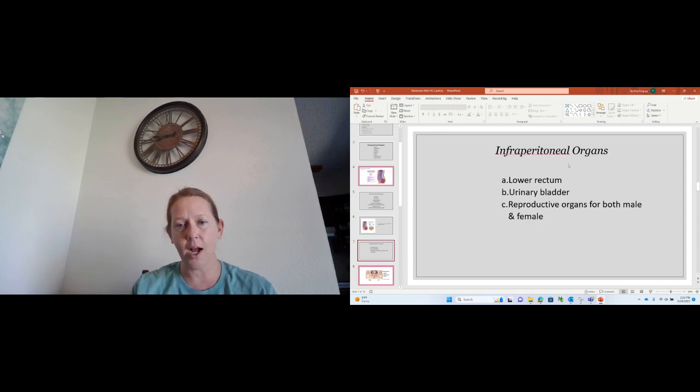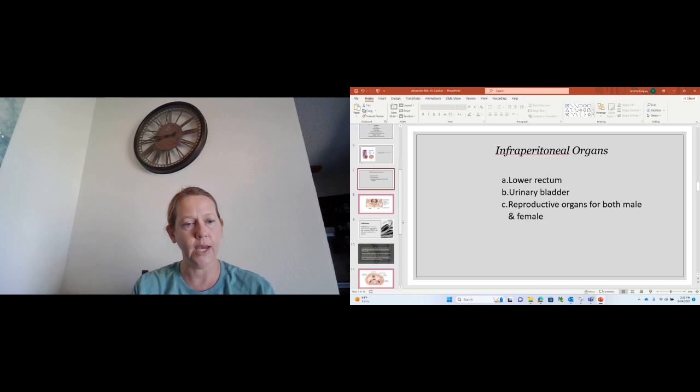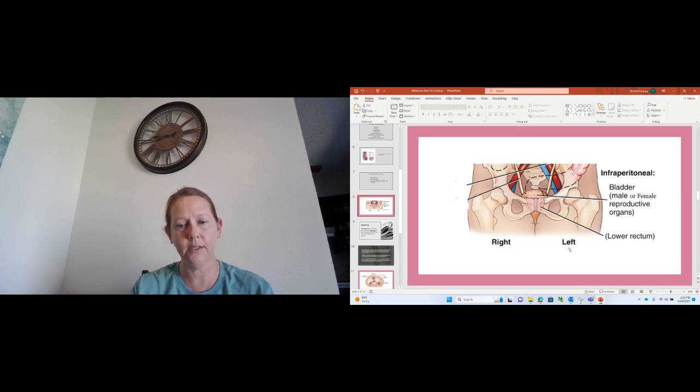So the infra with an F, infraperitoneal organs is the lower rectum, the urinary bladder, and both the female and male reproductive organs. And this is best seen right here. The bladder is within the pelvic cavity. It has the lower rectum. And of course, your female and male reproductive organs would be here.